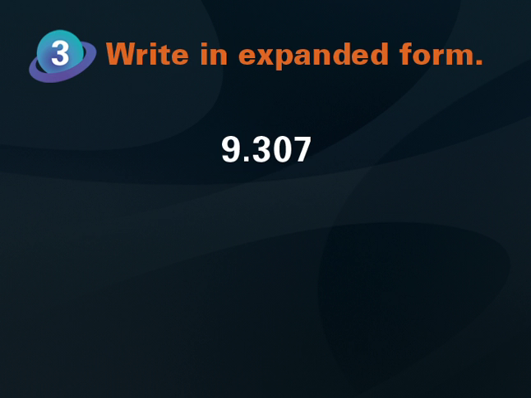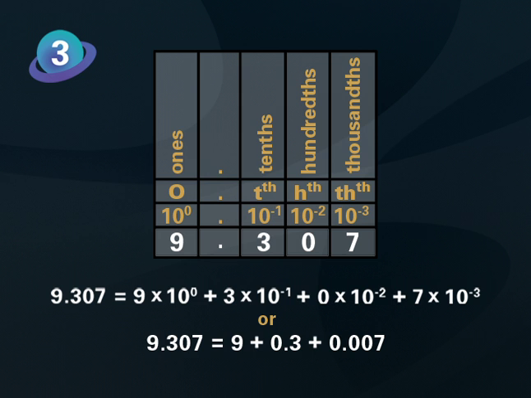In problem 3 of practice set 2, write 9 307,000ths in expanded form. Using a place value chart, I get 9 times 10 to the 0 power plus 3 times 10 to the negative first power plus 0 times 10 to the negative second power plus 7 times 10 to the negative third power. Good job!